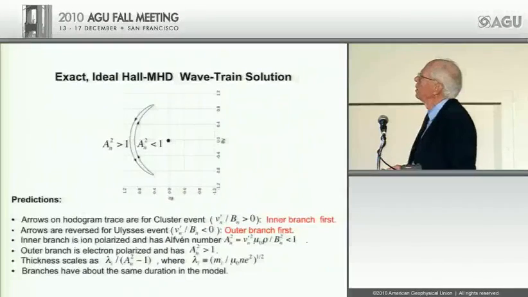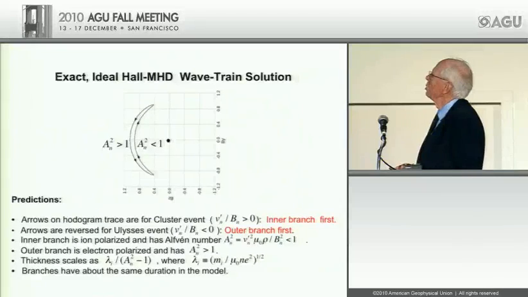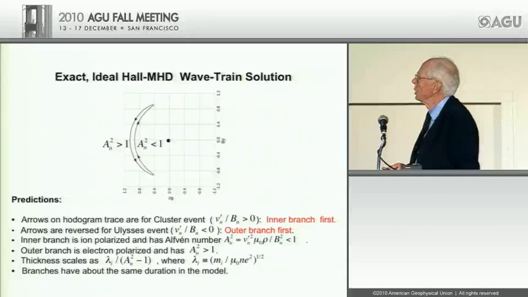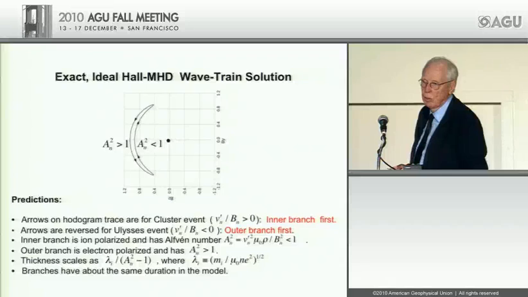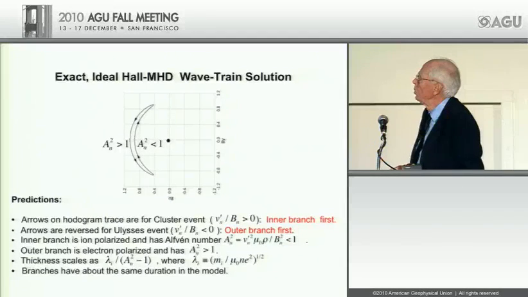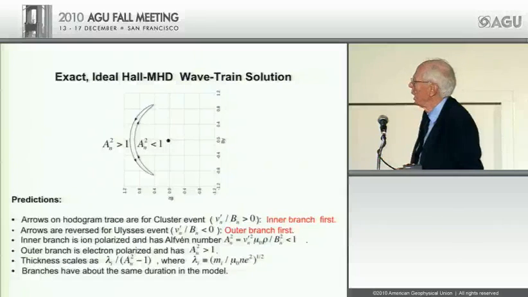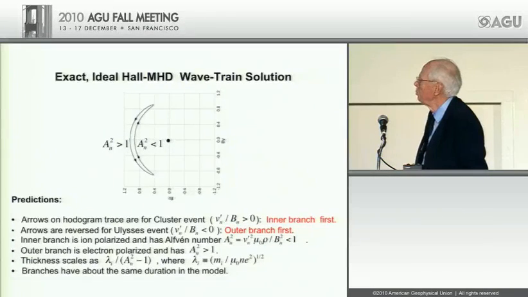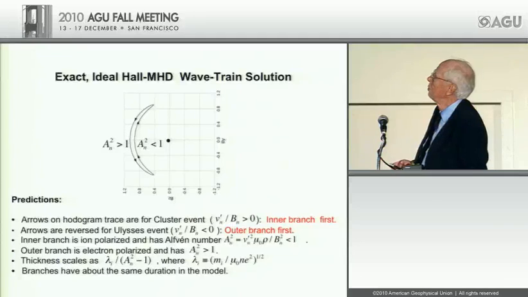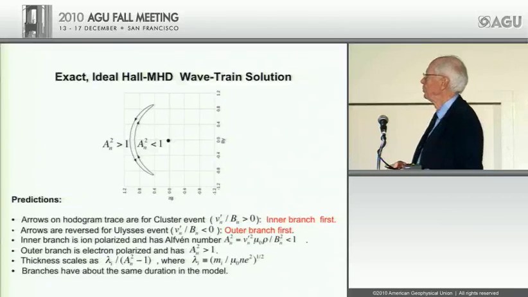So there is, in fact, a family of exact ideal solutions, wave train solutions, where the hodograms look like what we see. If you have Vn prime and Bn the same sign as you do for cluster, then you move up along the inner branch and move back down again along the outer branch. If you have Vn prime over Bn negative, then you reverse the arrows and you start out going on the outer branch and go back along the inner branch.